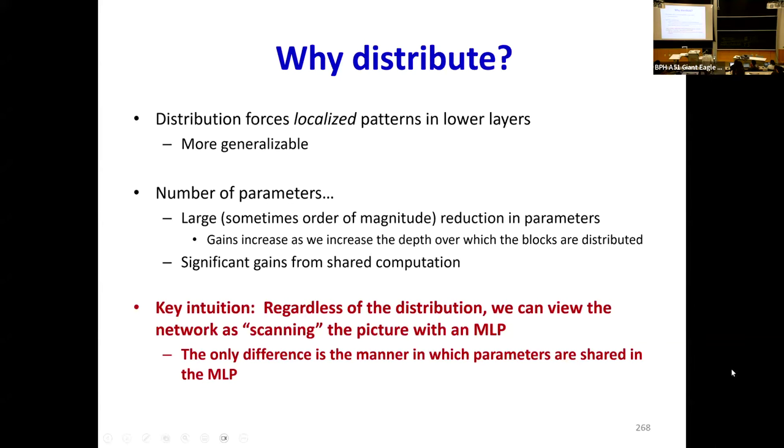And so why distribute? Distribution forces localized patterns in lower layers, so it's more generalizable. It reduces the number of parameters, often by orders of magnitude, and you get orders of magnitude gains from shared, reused computation. So the key intuition is that regardless of the distribution, we can still view the network as effectively scanning the input with an MLP. And the only difference is the manner in which the parameters are being shared, right?